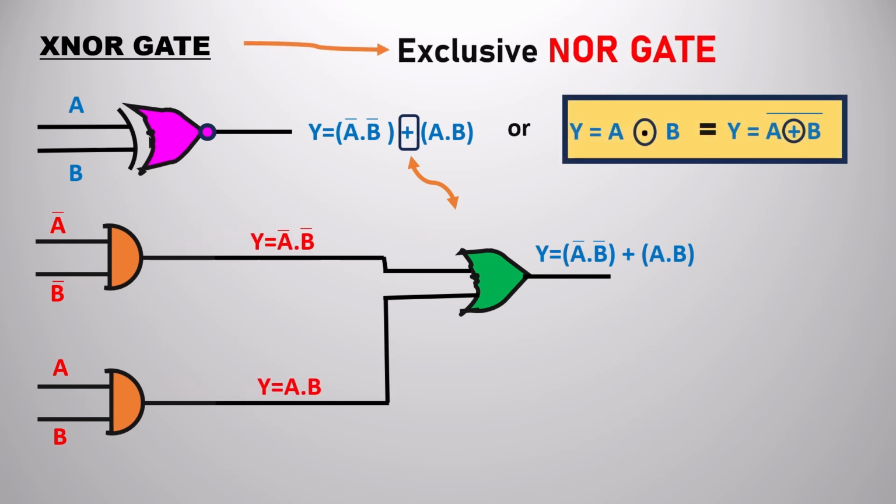I hope you can relate this to the XOR gate. You just have to merge the outputs of the AND gates with the input of the OR gate. After merging we can get the final output. So this is the circuit, and these circuits are very familiar and often used.